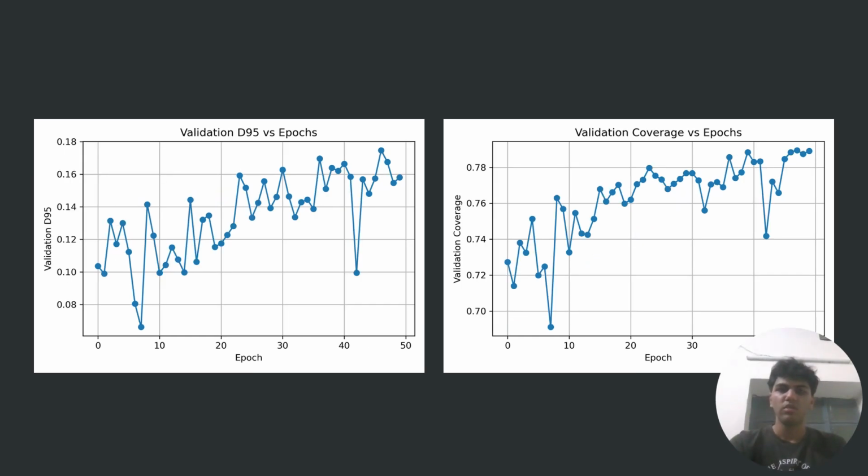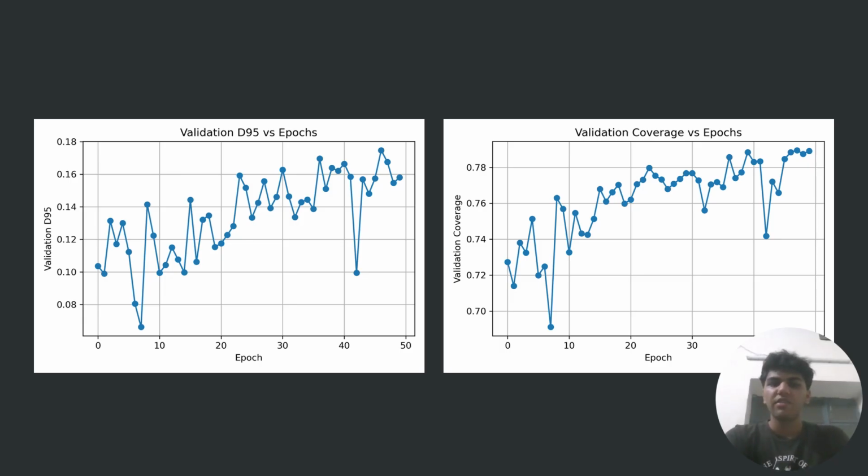Now let's move on to the validation data performance. You can see the validation D95 versus epochs on the left, and on the right you can see the validation coverage versus epochs. I trained the model for a total of 50 epochs, and these curves demonstrate how well the policy generalizes to unseen patients.